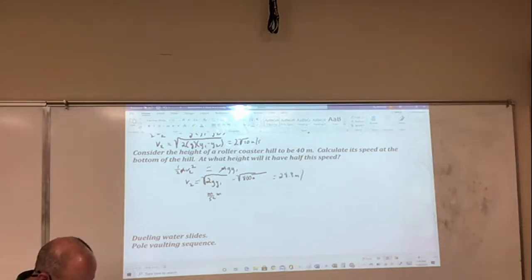So on the top one, we answered it in 2 square roots of 10. Can we answer all of the questions like that, or do we have to? They'll tell you if they will allow you to use 10 instead of 9.8. Sometimes they won't.